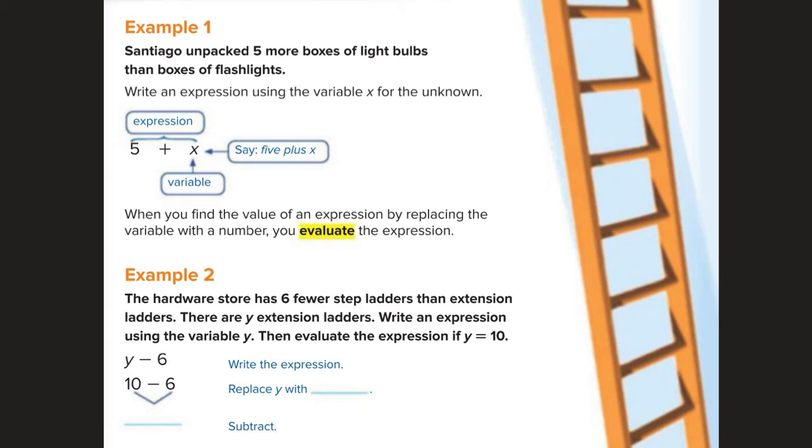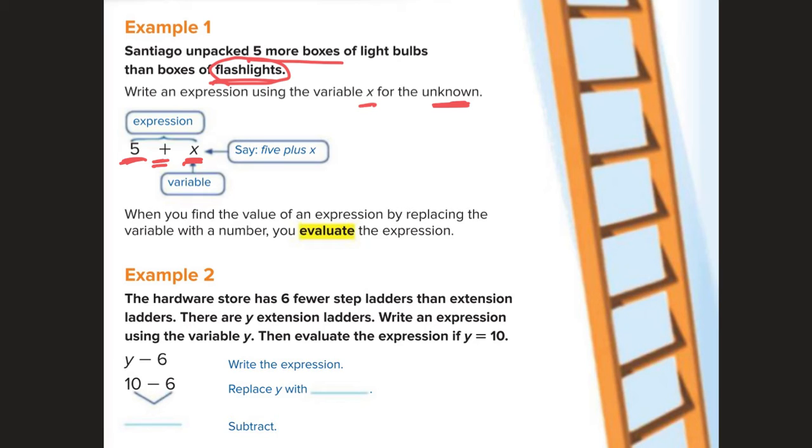All right, so example 1 says, Santiago unpacked 5 more boxes of light bulbs than boxes of flashlights. If I was going to write an expression using the variable X as the unknown, do we know how many flashlights he unpacked? No, we don't. So we could say 5 more than, we don't know, so X is what we can put in there. So I could say 5 plus X is what our expression will be.